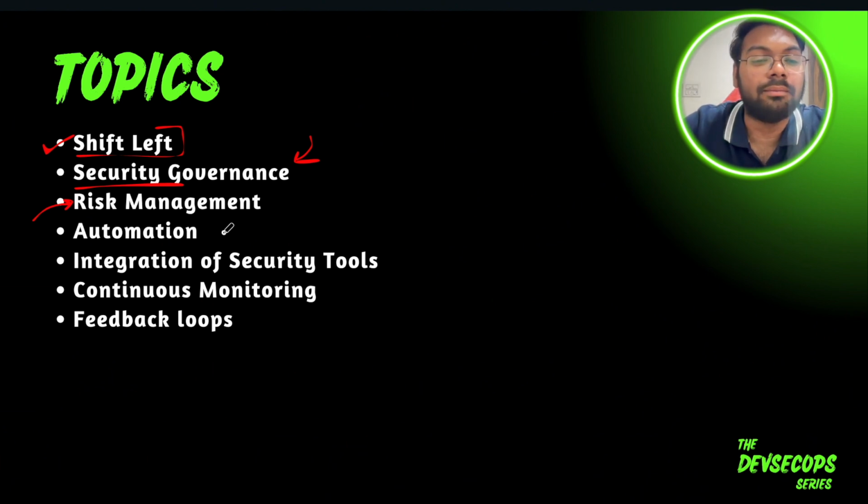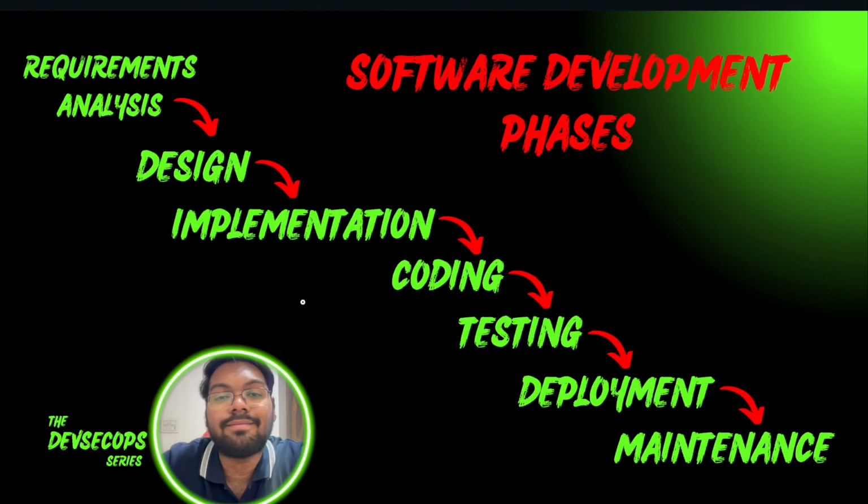Then comes automation, and what are the different security tools that we have to integrate. Automation of what? This is what we will study, and then again what kind of tools are to be integrated at what different phases of the SDLC. Then comes continuous monitoring and feedback loops. So let's begin with these different topics and see in depth today what we really mean by the principles of DevSecOps.